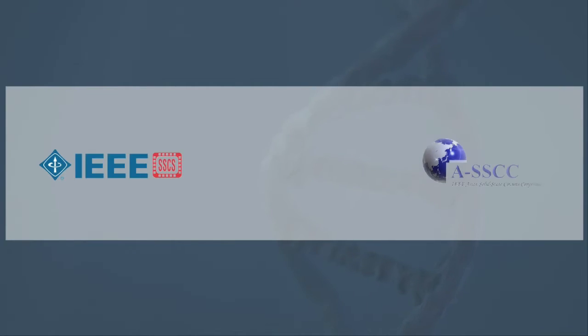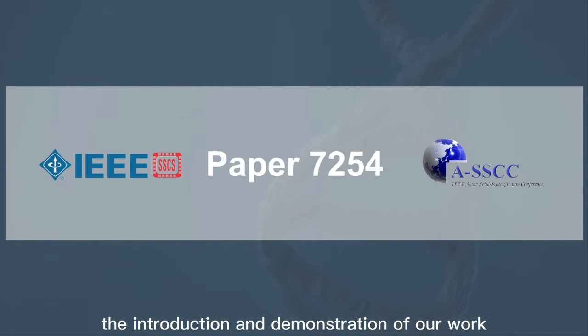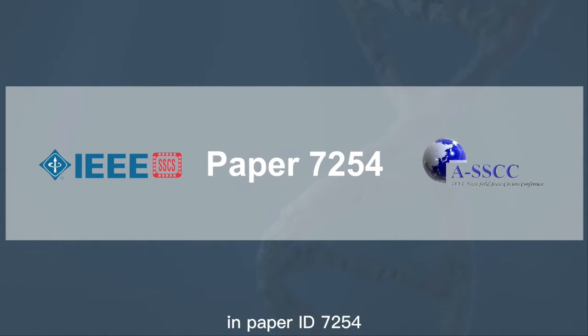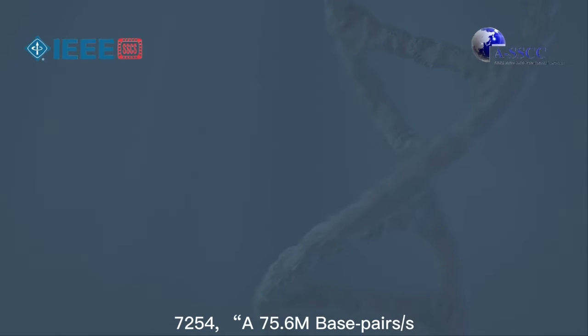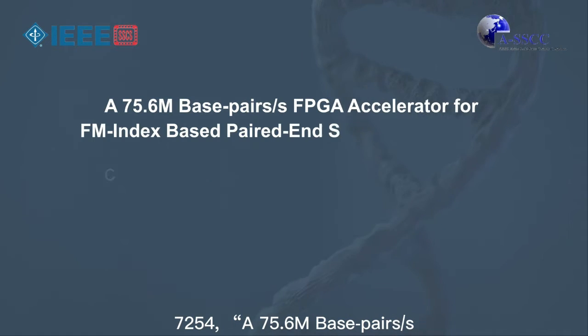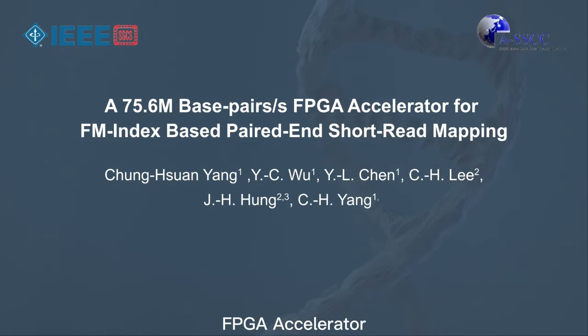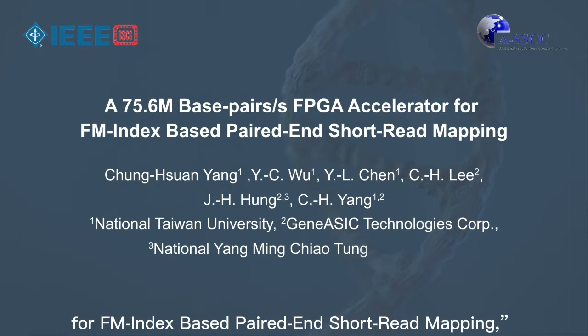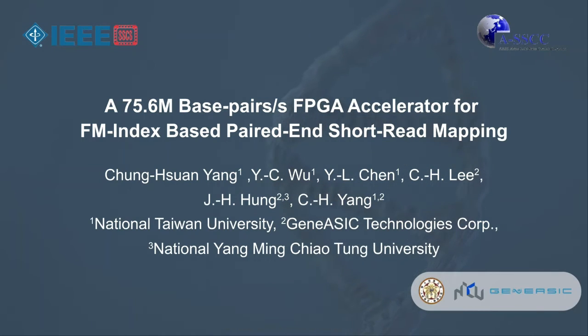Hi! In this video, the introduction and demonstration of our work in paper ID 7254, a 75.6 megabase pairs per second FPGA accelerator for FM index-based paired-end short read mapping, will be presented.